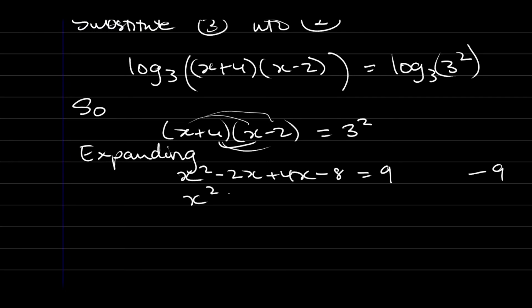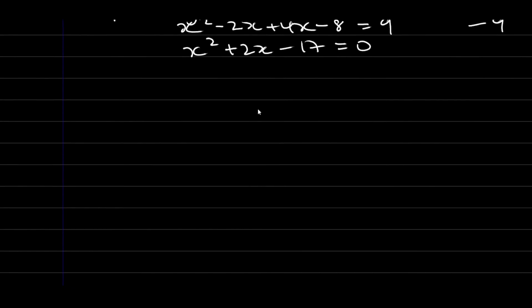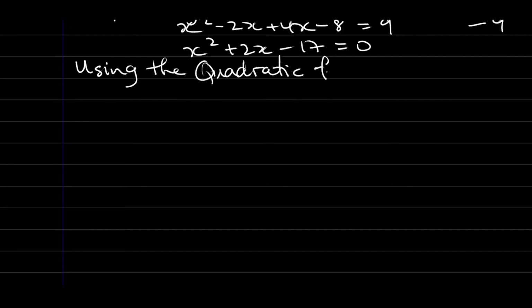So I'm going to get x squared plus 2x, minus 9 from both sides, minus 17 equal to 0. Okay, so we end up with something that is quadratic, and we already know how to solve quadratics. But I am looking at it and I'm not seeing easy factorization. And I don't like completing the square so much, so I'm going to use the quadratic formula. Maybe I should put this as capital Q. Quadratic formula.